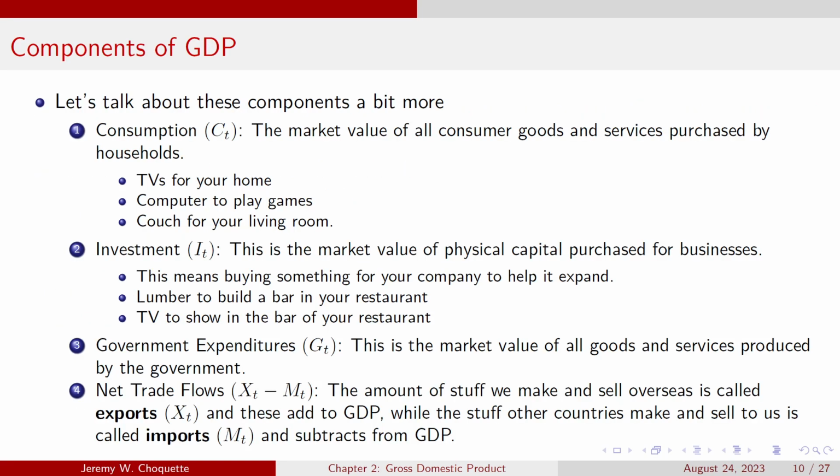So we're going to go through these components just a little bit more. Consumption, which is just denoted C with a little underscript T, right? C sub T. This is the market value of all consumer goods and services purchased by households. So if you get a TV for your home, a computer so you can play games, a couch for your living room, right? Those are all consumer goods.